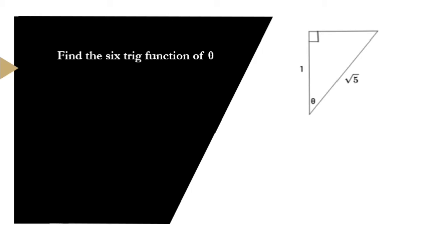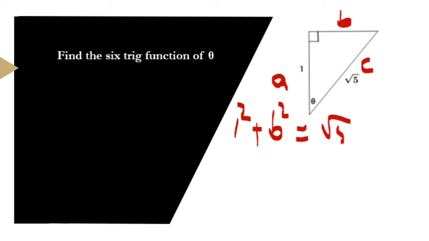Find the 6 trig functions of theta. Again, this is just like the other one. You're going to use the Pythagorean theorem to get the other side. And so we have a squared plus b squared equals c squared. So we have 1 squared plus b squared equals c squared, or root 5 squared.